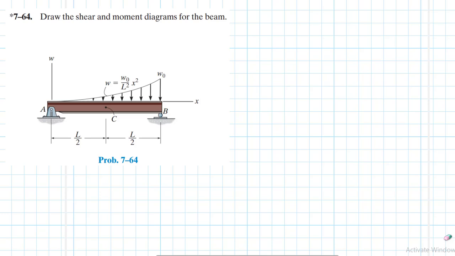The problem reads: draw the shear and moment diagrams for the beam. This problem is coming from the Engineering Mechanics Statics textbook, 13th edition by R.C. Hibbeler. We have a simply supported beam here with a distributed force governed by the function w = w naught x squared divided by L squared.